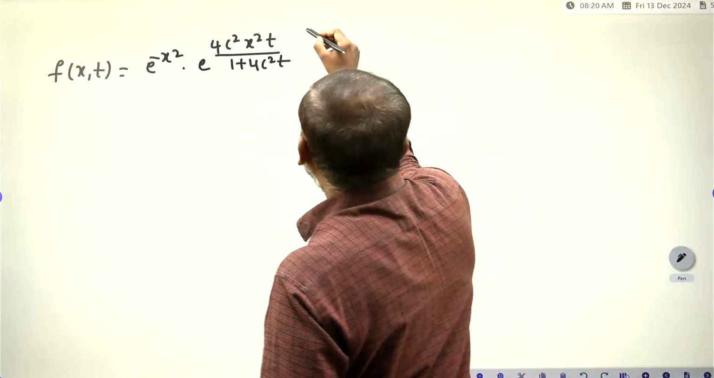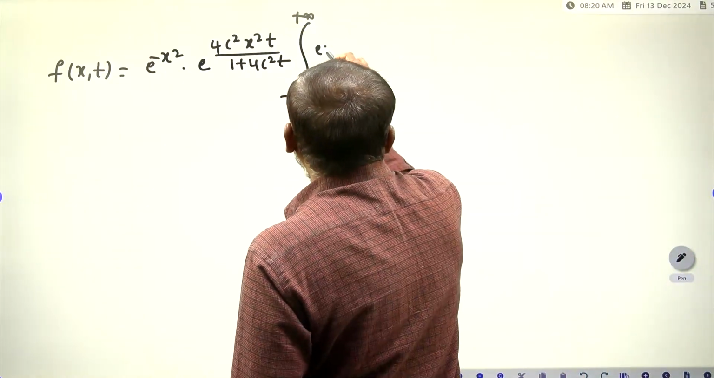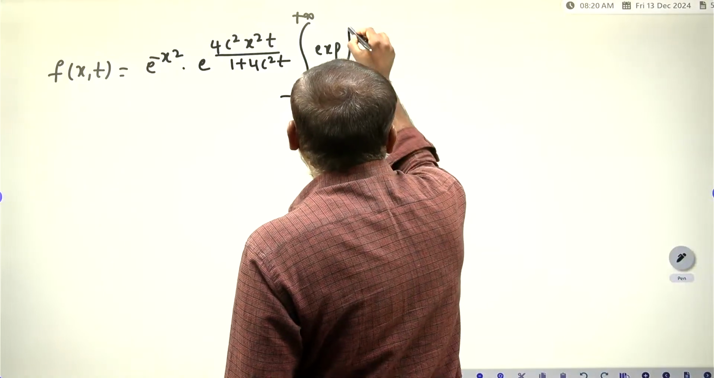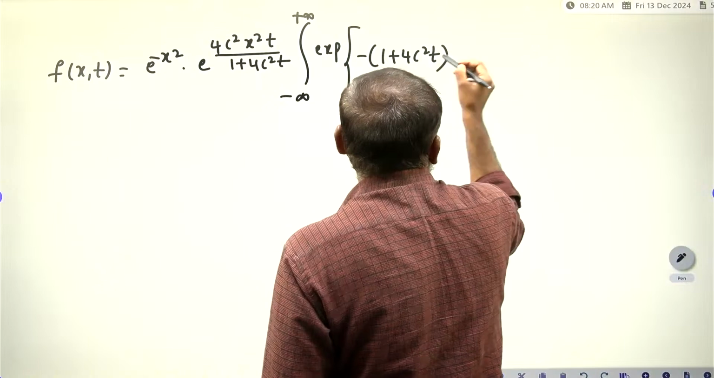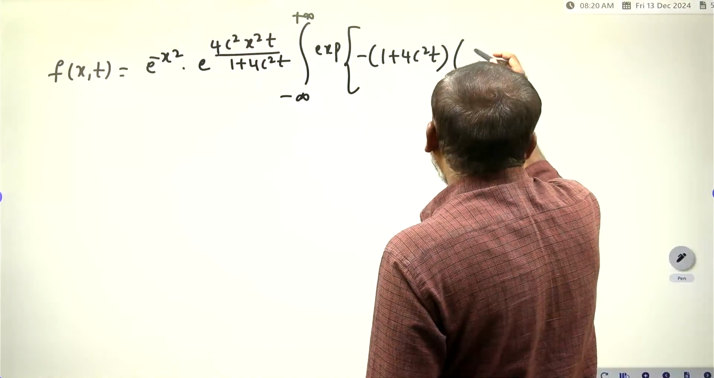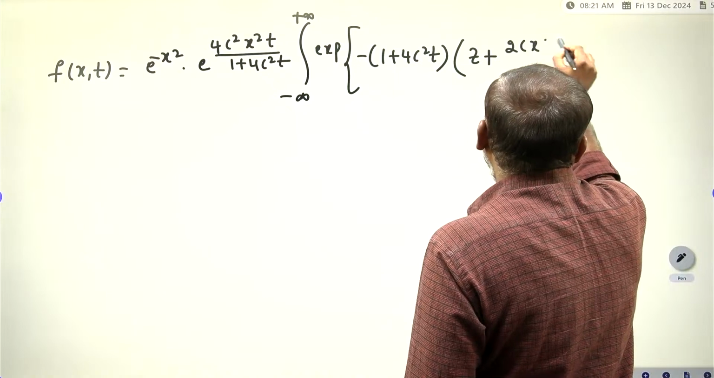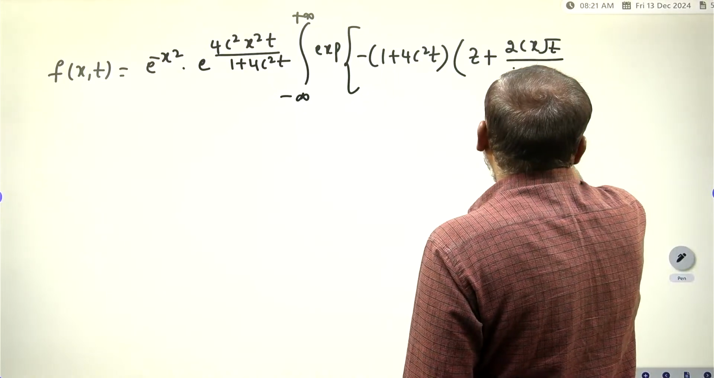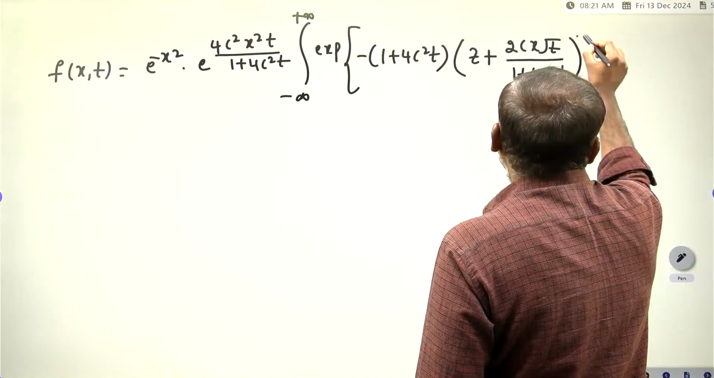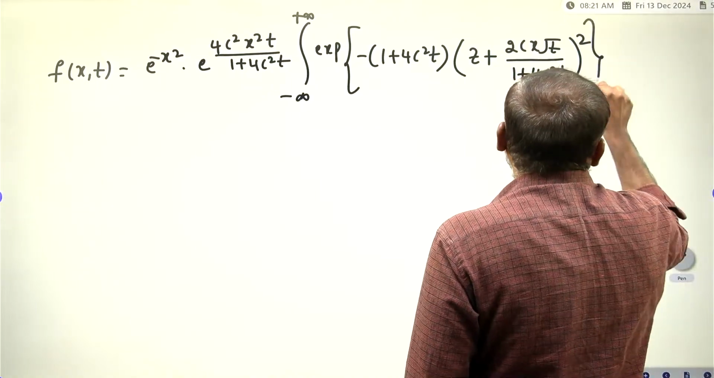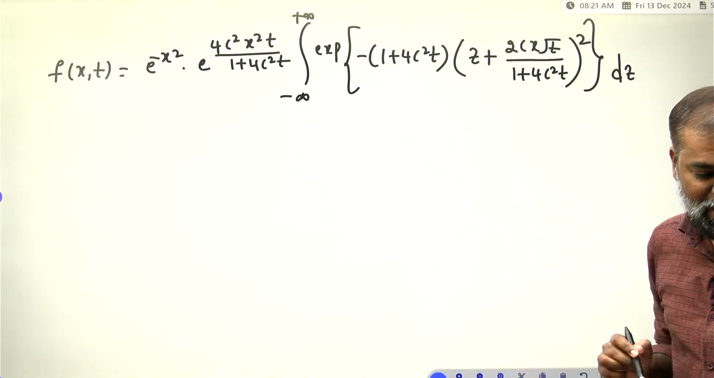Now integral from minus infinity to plus infinity, exponential of minus (1 plus 4c square t) into, which one do we have to write here, (z plus 2cx root t divided by 1 plus 4c square t) whole square into dz. This is your integration into dz is there, clear?